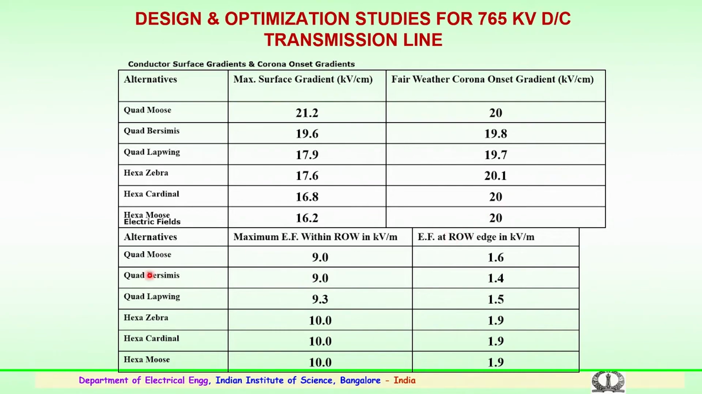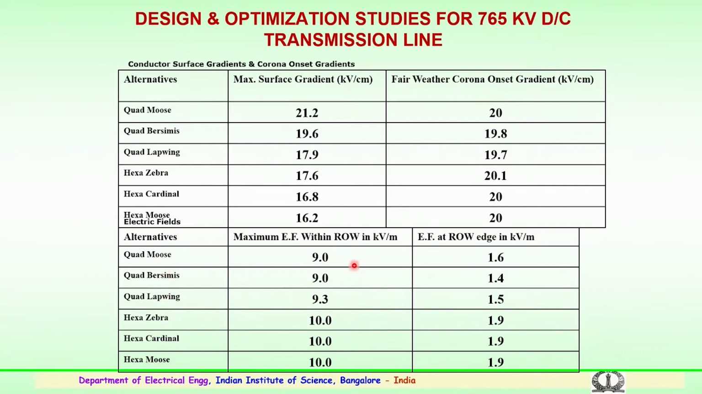So, further the electric fields were also studied with various conductor combinations, and the values reported here are the maximum electric field within the right of way in kV per meter, and the electric field at the right of way edge. So, inside and outside at the edge, the values are given for various conductor configurations.